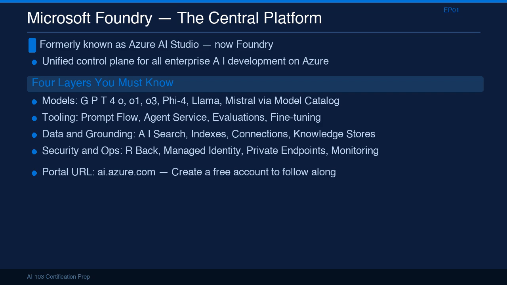The data and grounding layer connects to Azure AI Search for implementing RAG pipelines. Finally, the security and operations layer handles everything from role-based access control to private networking. Every exam domain touches Foundry in some way, so understanding how these layers work together is essential. The portal is at ai.azure.com. Set up a free account and create a hub and project to follow along.